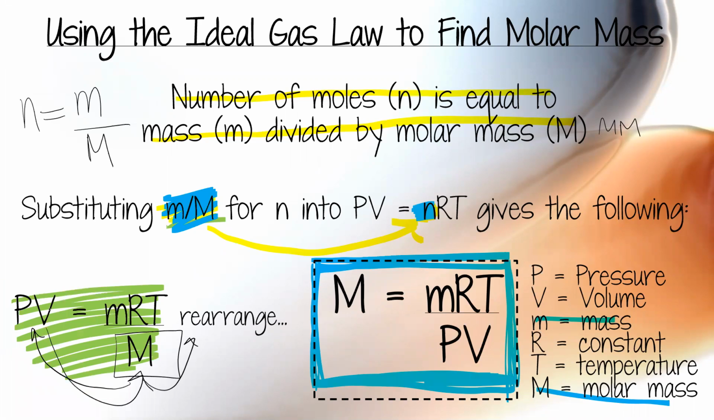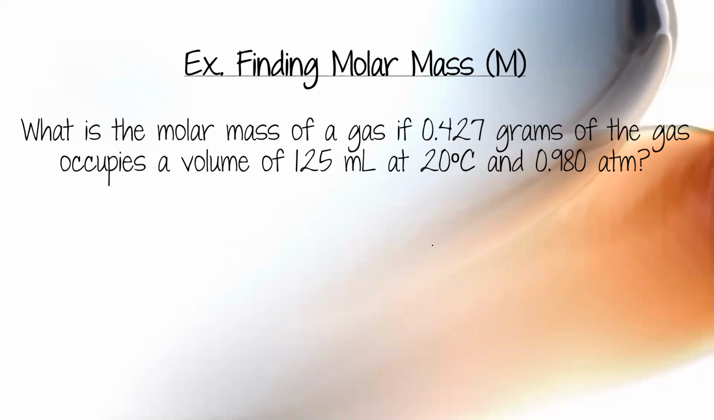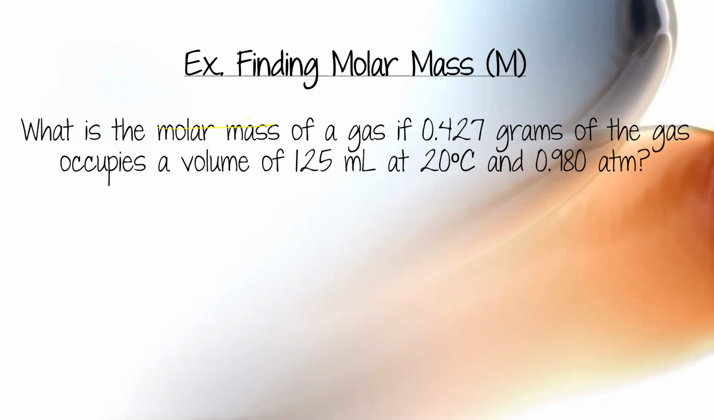So with that being said, let's try a problem. If you're confused, I need you to focus on this equation. That's it. That's all I ask, especially because you're virtual. What is the molar mass of a gas if 0.427 grams of the gas occupies a volume of 125 milliliters at 20 degrees Celsius and 0.98 atm?